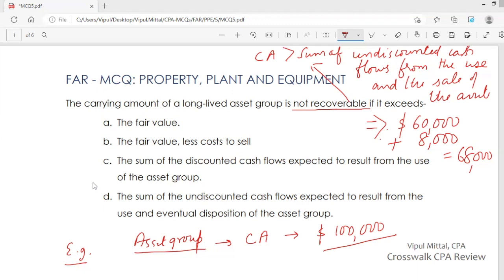This $100,000 is more than the sum of undiscounted cash flows expected from the use and eventual disposition of the asset. So the carrying amount of long-lived asset group is not recoverable if it exceeds the sum of undiscounted cash flows expected to result from the use and eventual disposition of the asset group. So D is your answer.